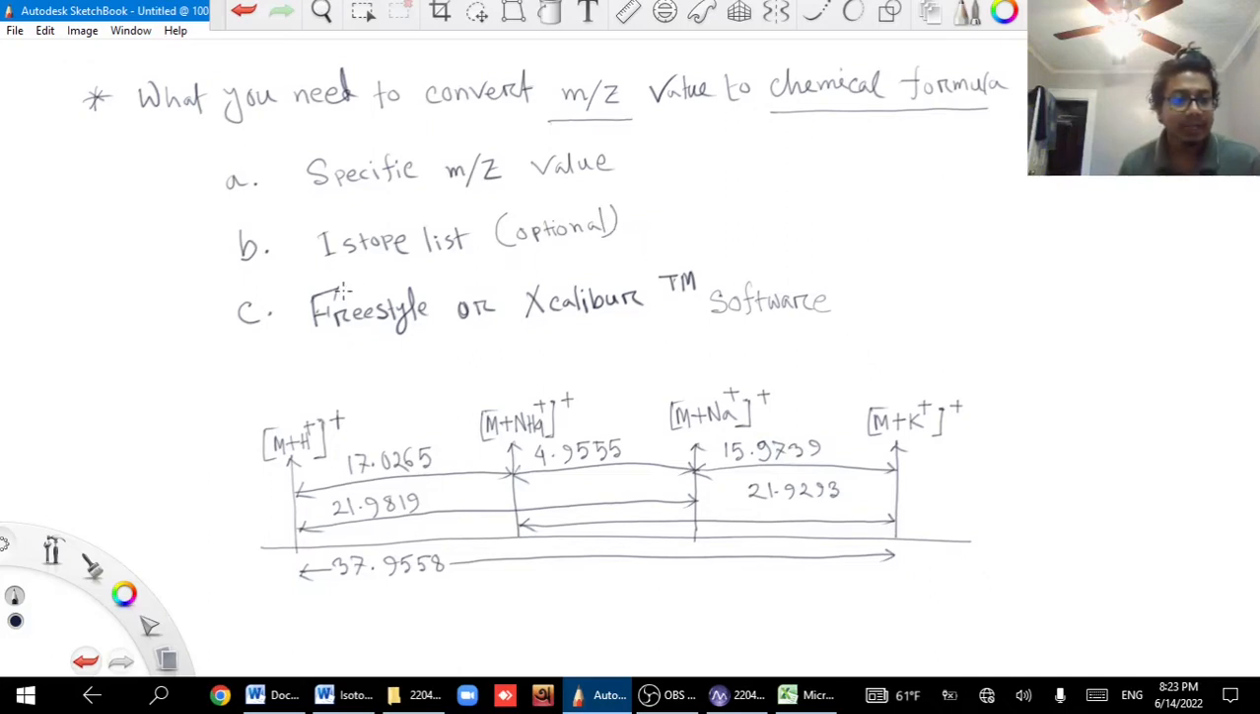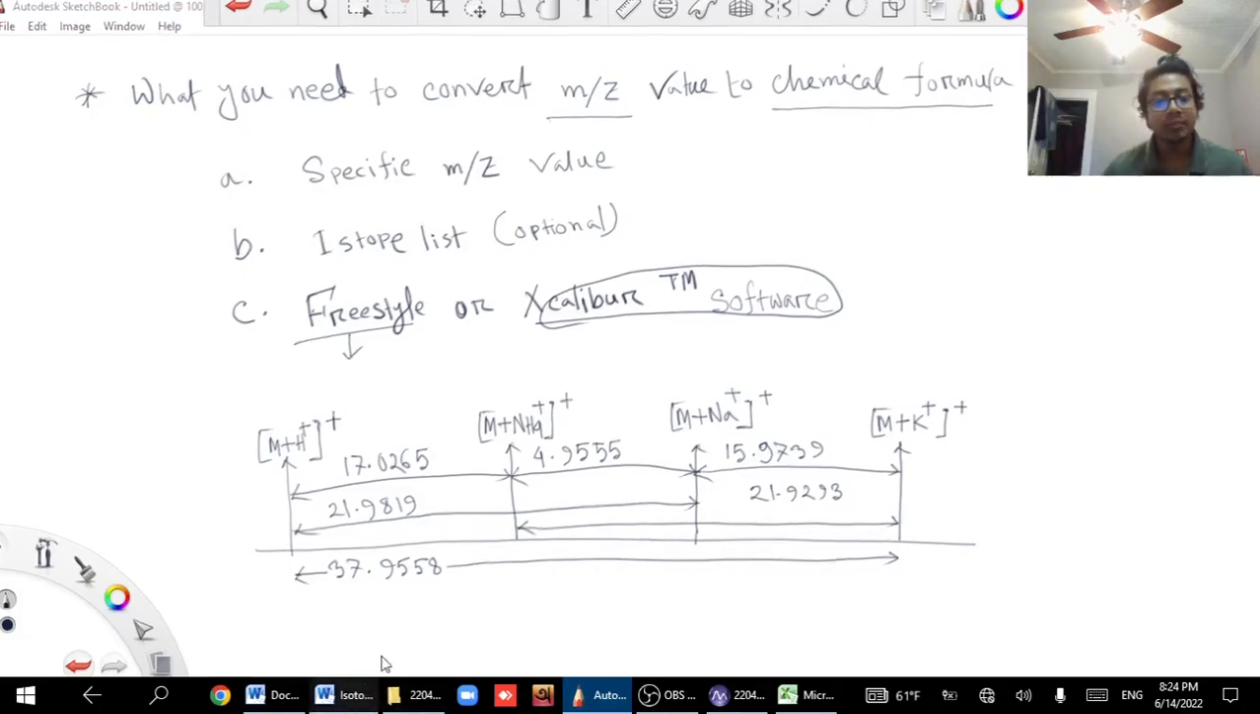Okay, and another thing, you need FreeStyle from Thermo Scientific, or Xcalibur software. I think Xcalibur is not free, but FreeStyle is free, and I will give the link to download it. You just need to make an account on their website, and then you can download the FreeStyle software. Before going to FreeStyle, I need to show you what resources I have to find the chemical formula from the m/z value.